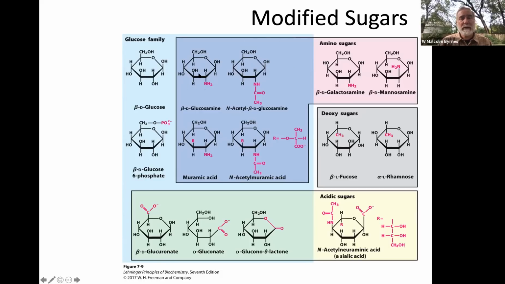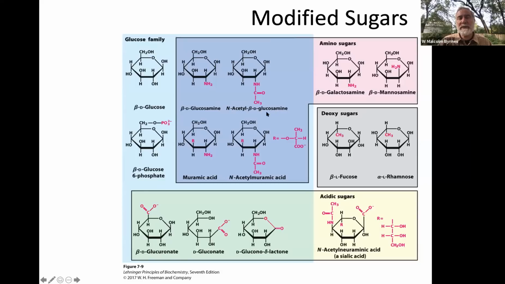Look at these here in the middle, beta D glucosamine, where there's an amino group instead of an OH group on the 2nd carbon, right? And then we can have N-acetyl beta D glucosamine, where there's an acetyl group attached to the nitrogen of glucosamine. That N just means that it's N-linked, that the acetyl group is attached to the nitrogen. So N-acetyl beta D glucosamine.